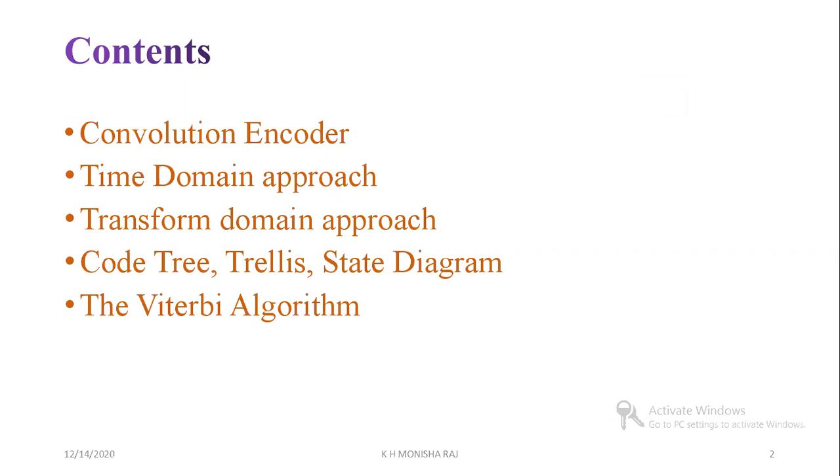So before going into depth about the convolutional encoder, first we need to know the basic difference between the block codes and the convolutional codes. About block codes, we have already studied in the previous modules. So in this module, we'll be concentrating mainly on convolutional codes. So let us see the basic difference between the block codes and the convolutional codes.